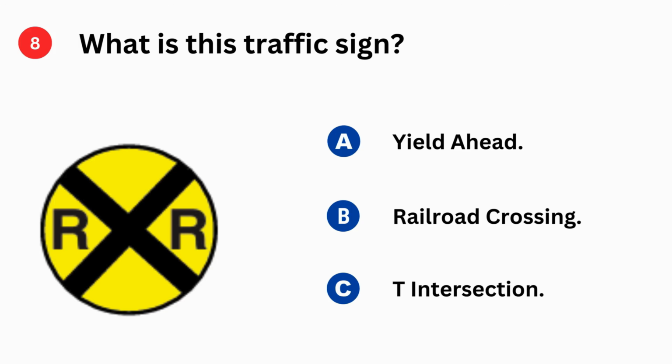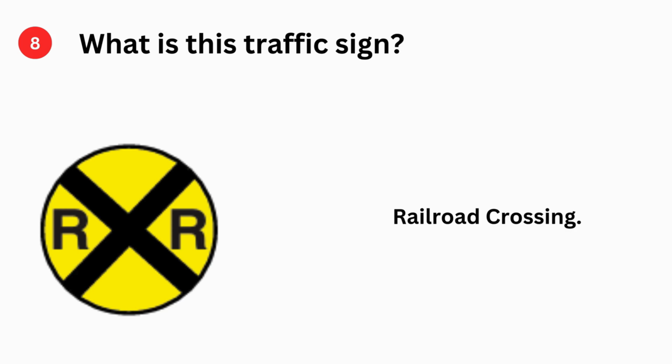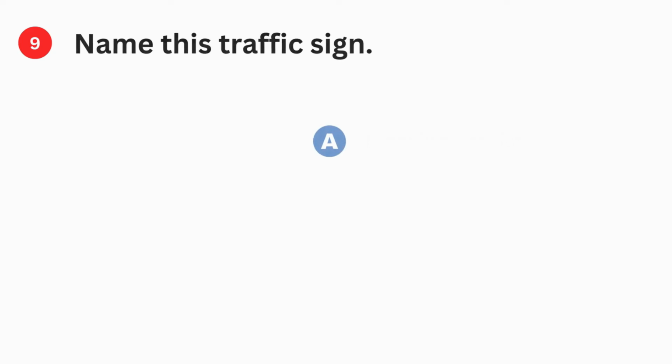What is this traffic sign? A. Yield ahead. B. Railroad crossing. C. T intersection. Well spotted. It is the railroad crossing sign.